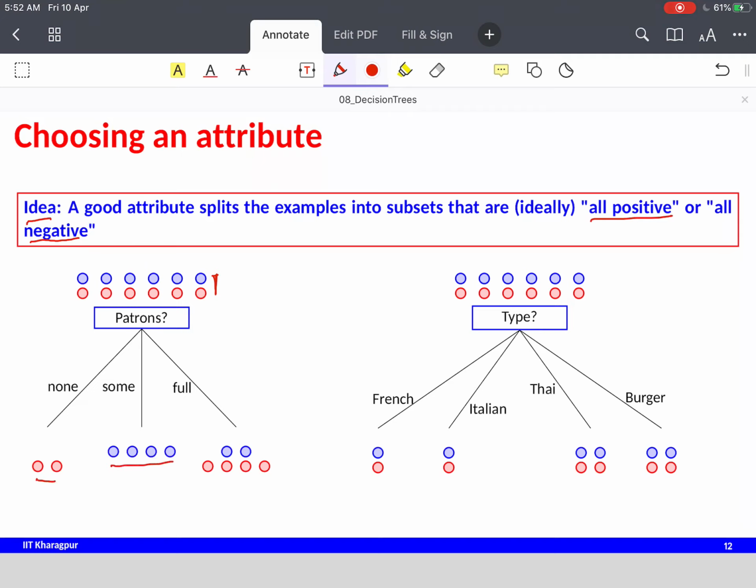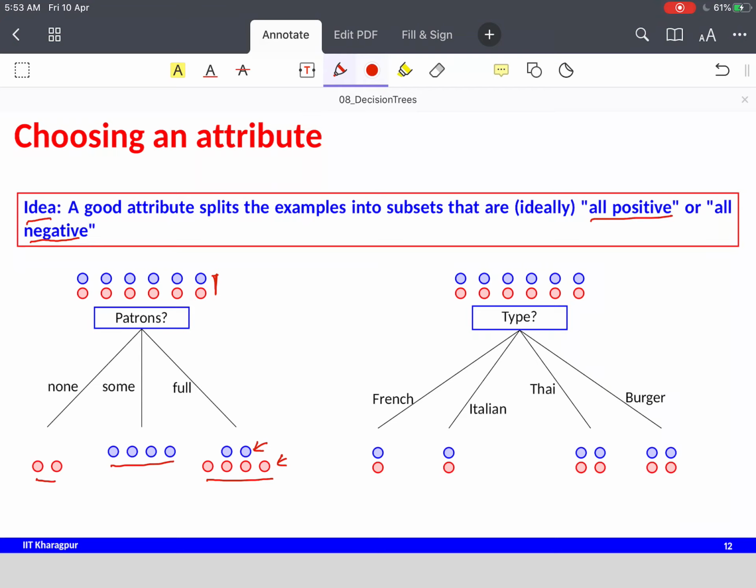So when we choose patrons, some will fall in the none category, some will fall in the some category, and some will fall in the full category. Now if you look into none, then all fall into the no class. When it is some, all fall into the yes class. And when it is full, some are yes, some are no. So this is one of the observations.